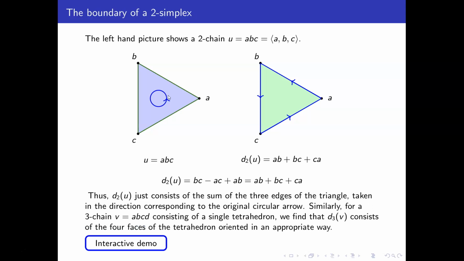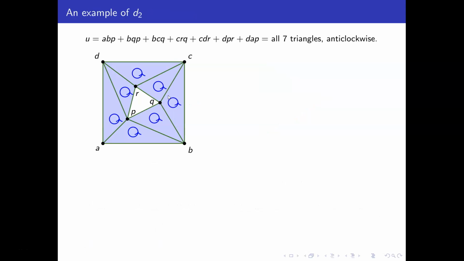Similarly, we could do this with a 3-chain. Consider the 3-chain V equals ABCD, which corresponds to a tetrahedron with vertices A, B, C, and D. You'll find that D3 of V consists of the four faces of the tetrahedron oriented in an appropriate way. There is an interactive demo for that, but I think we'll do that as a separate video.